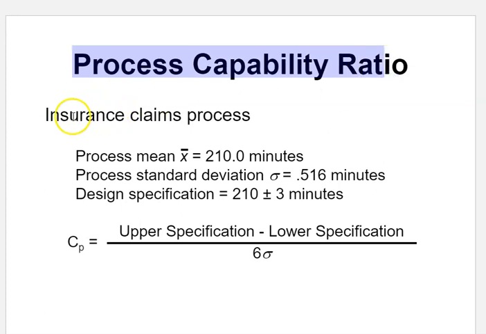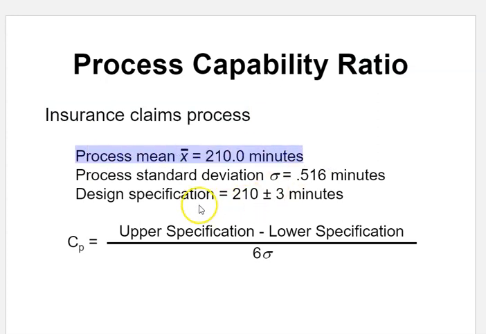Process capability ratio, insurance claims process example. The process mean, Xbar, is given to us, 210 minutes. That's the process time of an insurance claim. The process standard deviation is also given to us, 0.516 of a minute. The design specification would be 210 plus or minus 3.